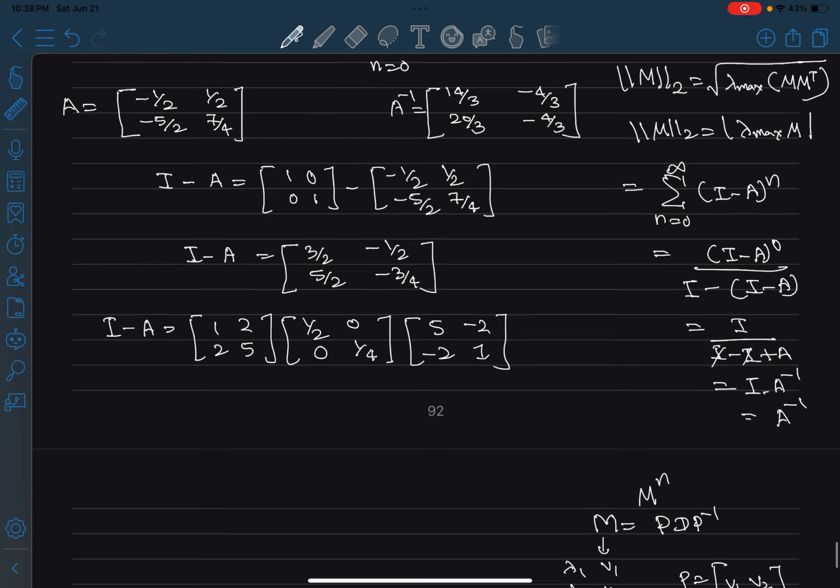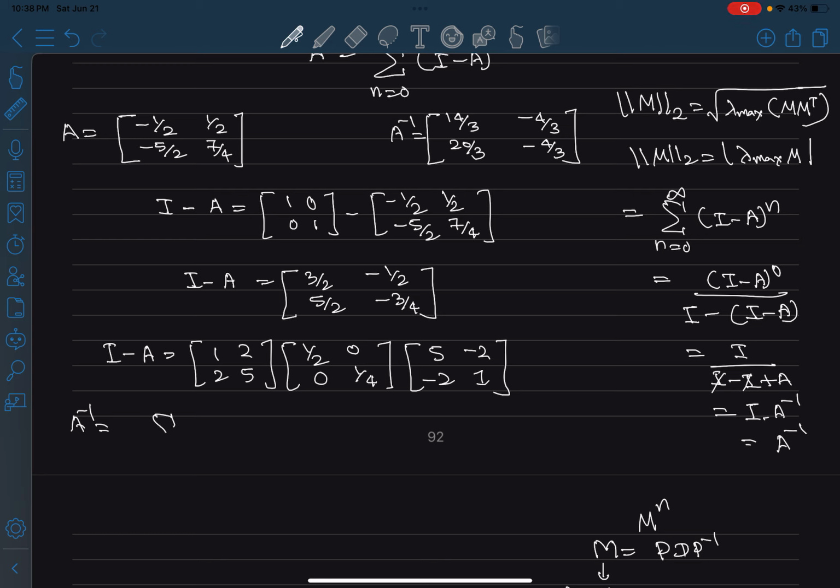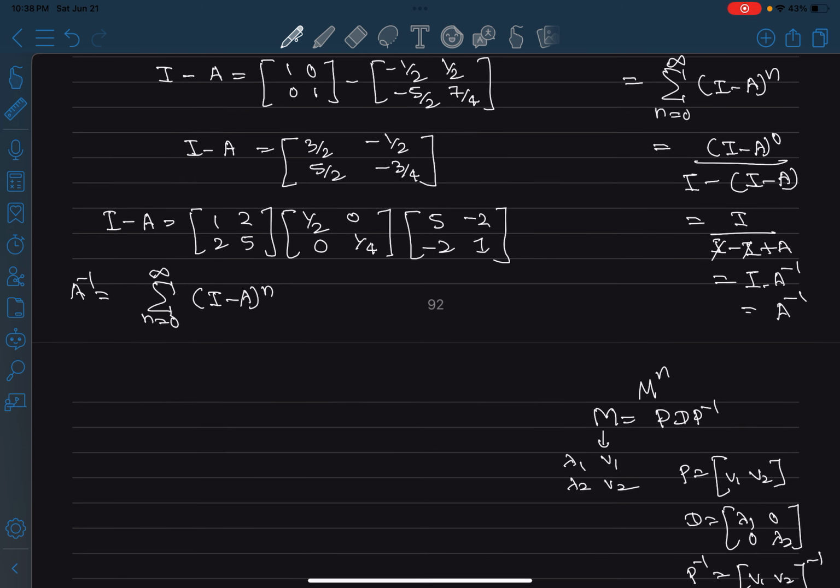Now let's do the sum. A inverse will be the sum from n equals 0 to infinity of (I minus A) to the power n. I already told you that if I take the nth power, only the middle matrix D gets the nth power.